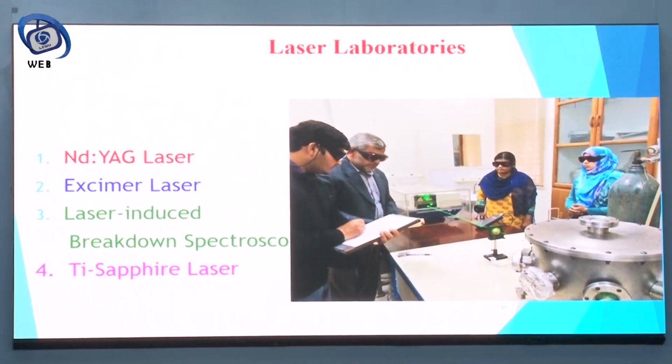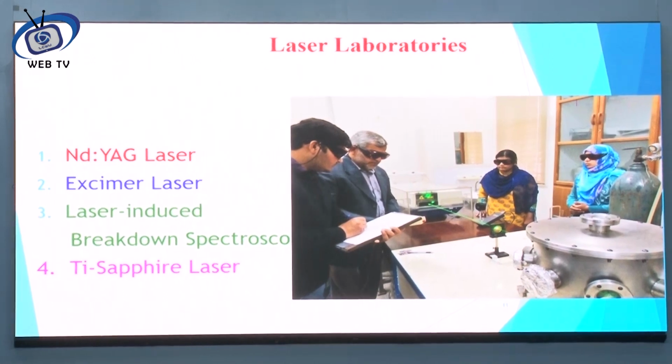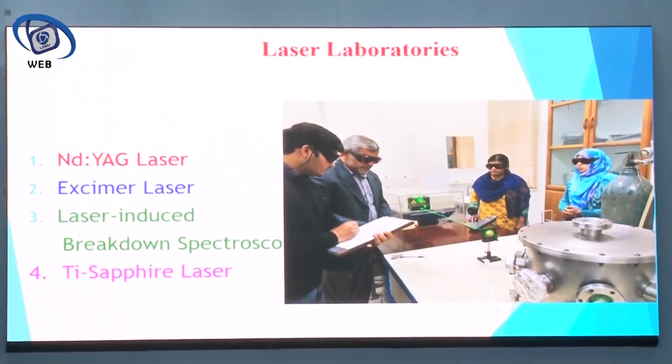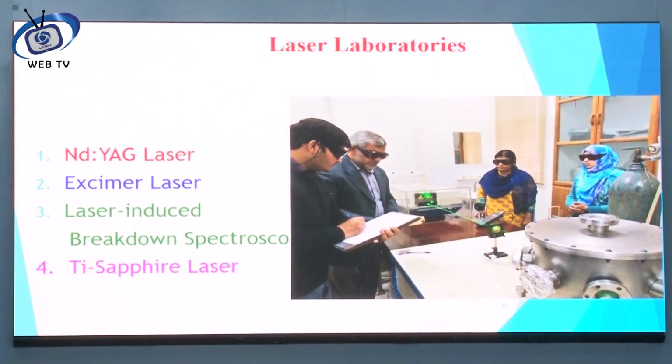And people are also working on space. Basically, we can identify nitrogen, oxygen, argon concentration. So if we have this laser-induced plasma spectroscopy, we can not only evaluate the plasma parameters, but we can also identify unknown elements. Then we have the titanium sapphire laser, that is the state of the art laboratory.